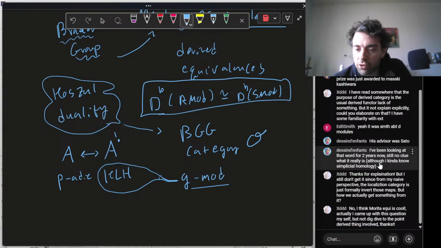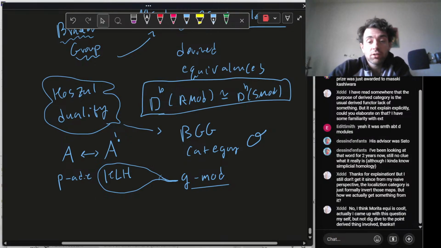Yeah, Morita equivalence is cool. You actually came up with this question yourself. Awesome. It's always great to come up with your own questions. I think that's very important. But we didn't dig to the point of the derived thing until now. Okay, so hopefully that gives you a better idea of why.